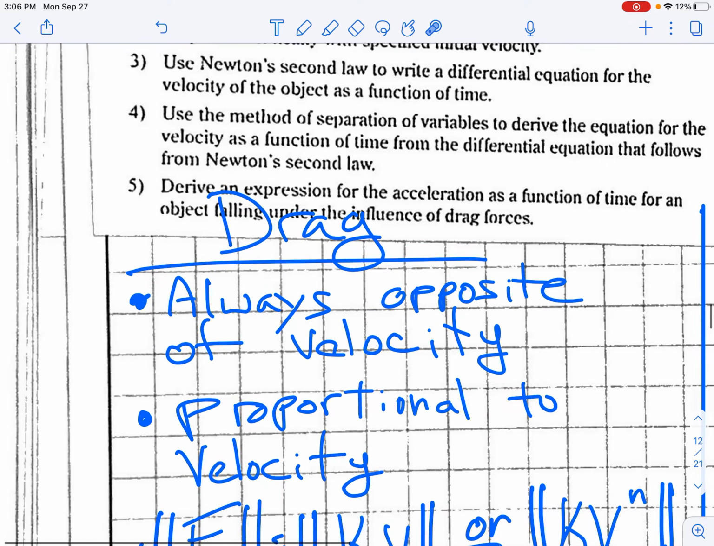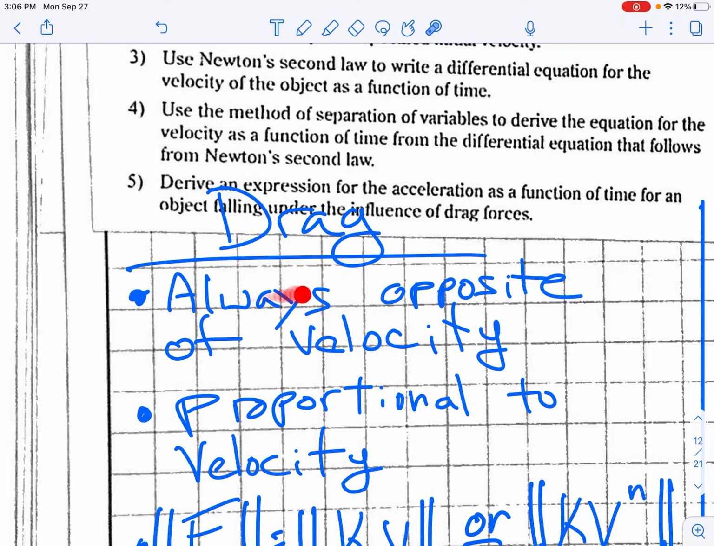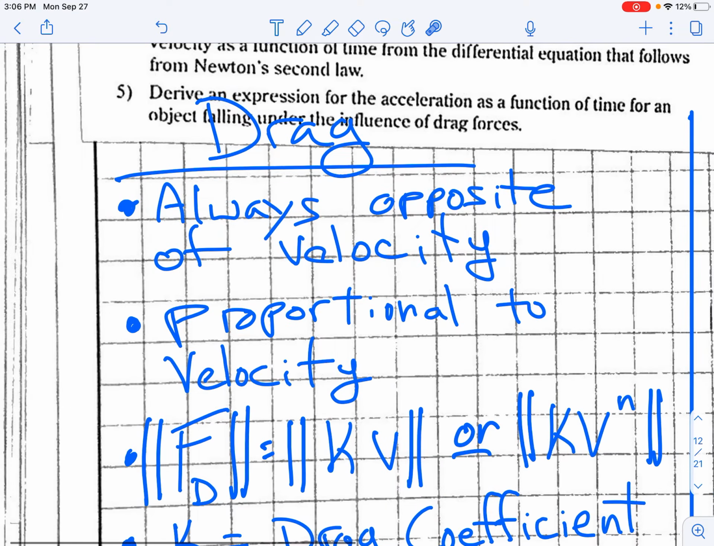So some things about drag. It's always going to be in the opposite direction of velocity. It's in some way proportional to velocity. Most of the time, we'd say that the magnitude of drag is equal to the magnitude of kv. k is like a drag constant, and v would be the velocity. Sometimes it would be kv to some power, like it might be proportional to velocity squared. This is much more difficult mathematically to deal with, so most of the time in Physics C, it's just kv.